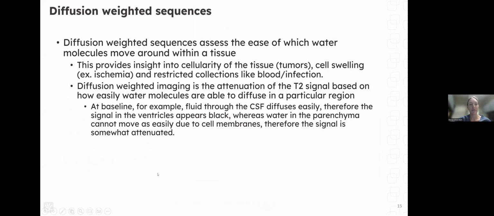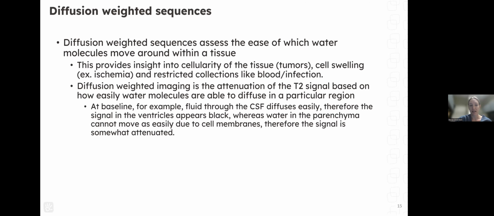Next, we'll talk about our diffusion weighted sequences. There are several different sequences. What diffusion weighted sequences look for is they're assessing the ease with which water molecules move through a tissue. This will provide insight into the cellularity of tissues, like tumors, if there's any cell swelling, like in the setting of ischemia, or any restricted collections like blood or infection. Diffusion weighted imaging is the attenuation, so suppression, of the T2 signal based on how easily water molecules are able to diffuse through a particular region.